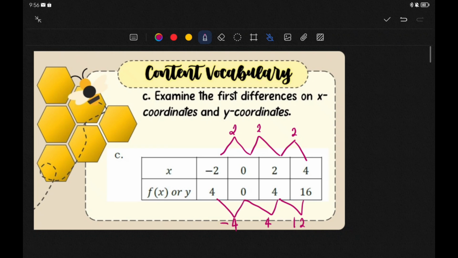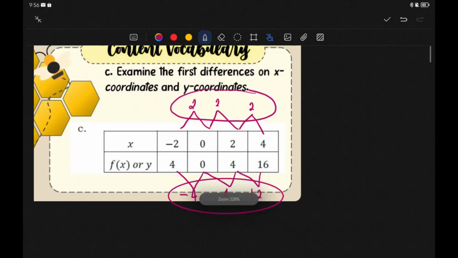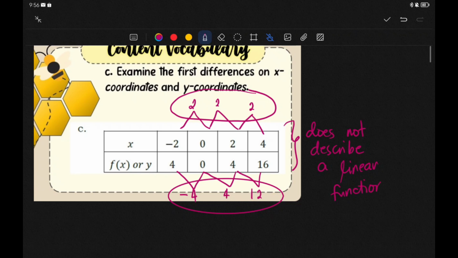As you can see, only the first differences of x coordinates are equal. The y coordinates are not equal. So that means this table of values does not describe a linear function. It is not a linear function because the first differences of y are not the same or not equal.